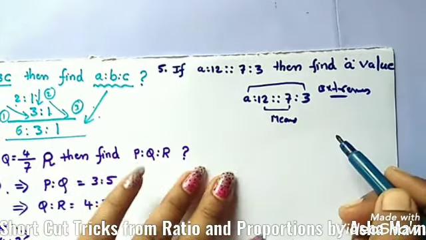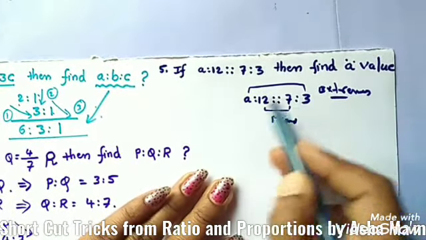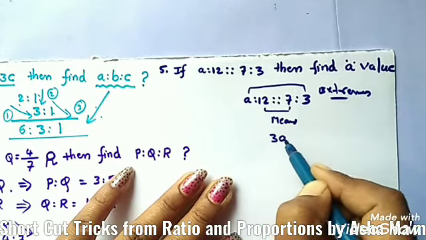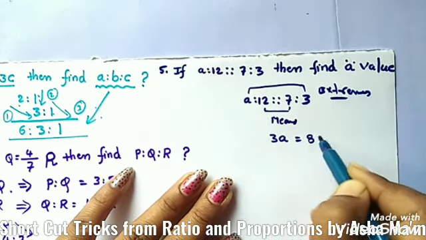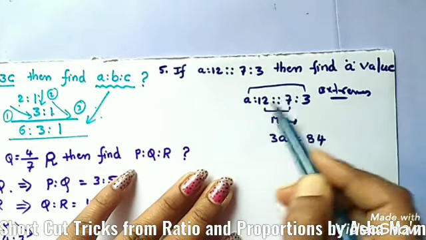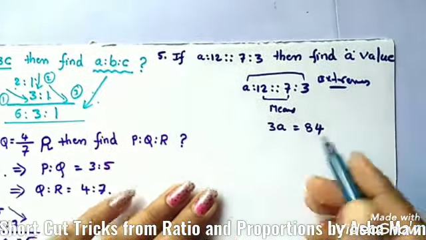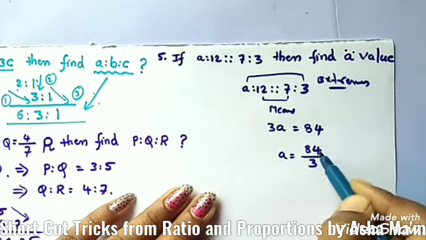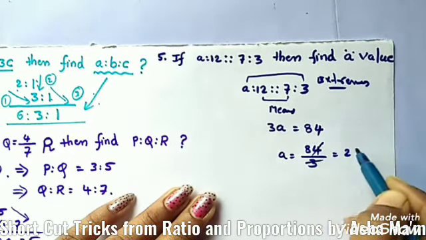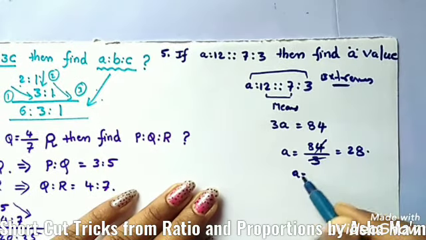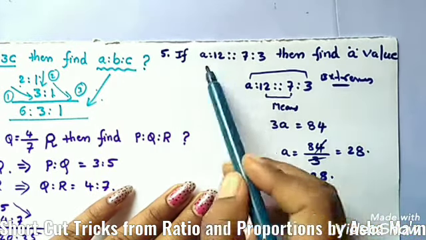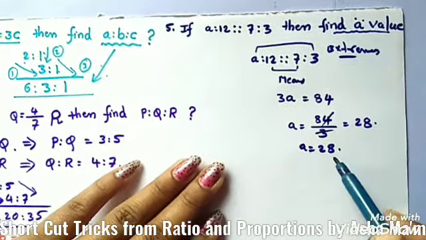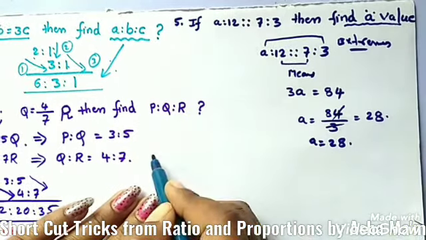Okay, right. Now from this given data, you should write simply: 3A is equal to 84. 3 into A, 12 into 7. And from this, A is equal to 84 by 3. It can be cancelled, 28 times. So A is equal to 28. From this given data, finally, you should get the value of A as 28. Now, question number 6.